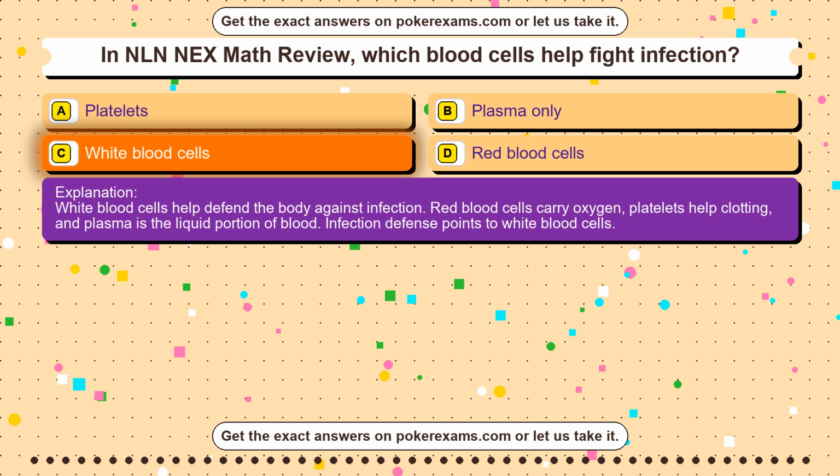Red blood cells carry oxygen, platelets help clotting, and plasma is the liquid portion of blood. Infection defense points to white blood cells.